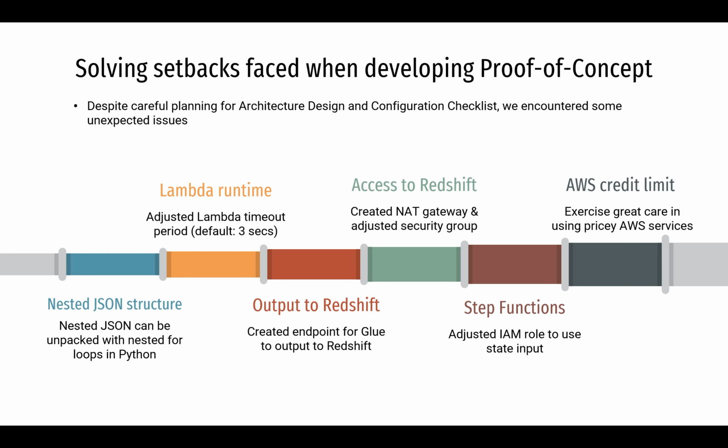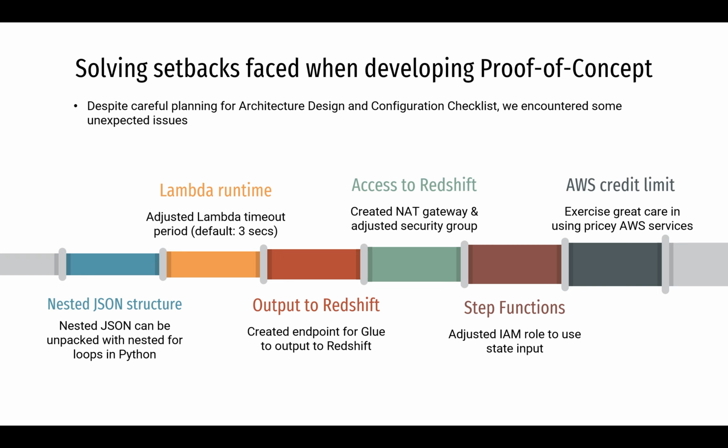Alright, so some of the setbacks that we faced when developing our proof of concept. The first was definitely dealing with our nested JSON structure, which we all know was a bit of a challenge. It was deeply nested, very hard to deal with at first, but we realized that we could use nested for loops in Python. Of course, we also had issues with Lambda runtime, which I think on Joel's end was the time execution limit, which was only 3 seconds.